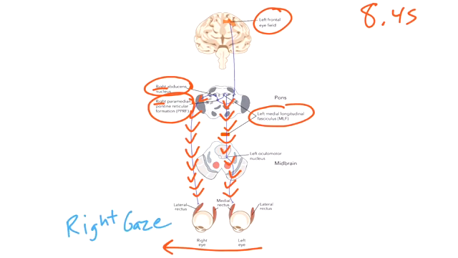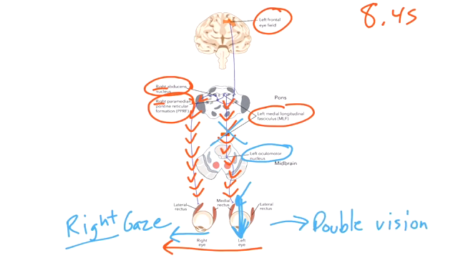Now this is a super high yield concept. If you damage this left medial longitudinal fasciculus, then when a patient looks to the right, the left eye will stay focused in the center, and the right eye will deviate to the right, because the medial longitudinal fasciculus was never stimulated on the left side, so the left oculomotor nucleus could never be stimulated, so the left medial rectus muscle could never be stimulated. So when a patient has one eye looking to the right and one eye continuing to look straight, they will complain of double vision. However, the medial rectus muscle is actually fully functional.